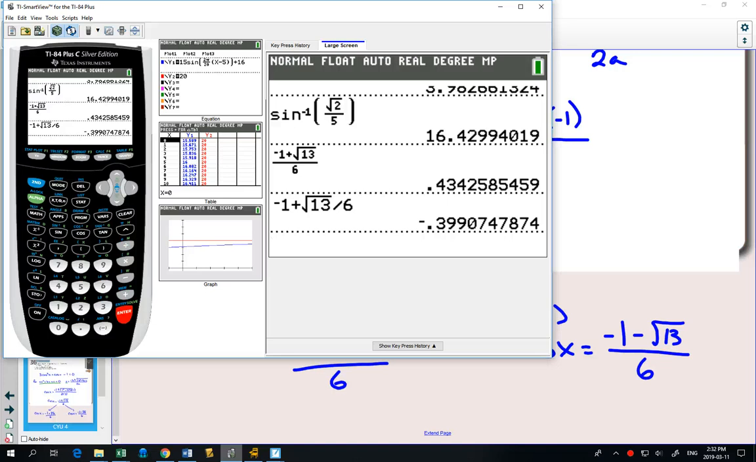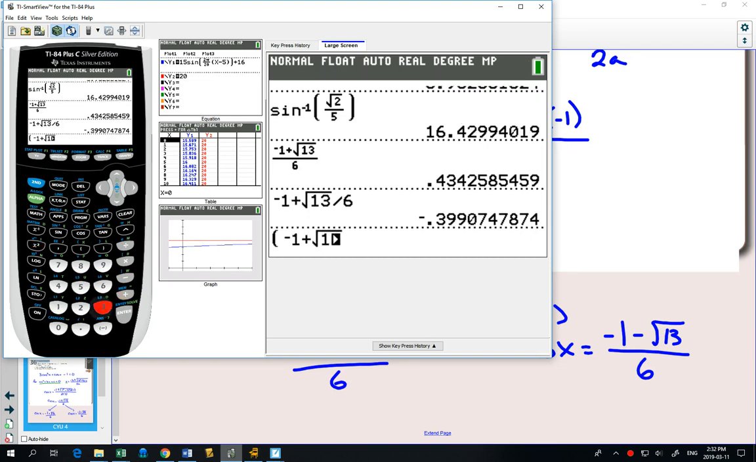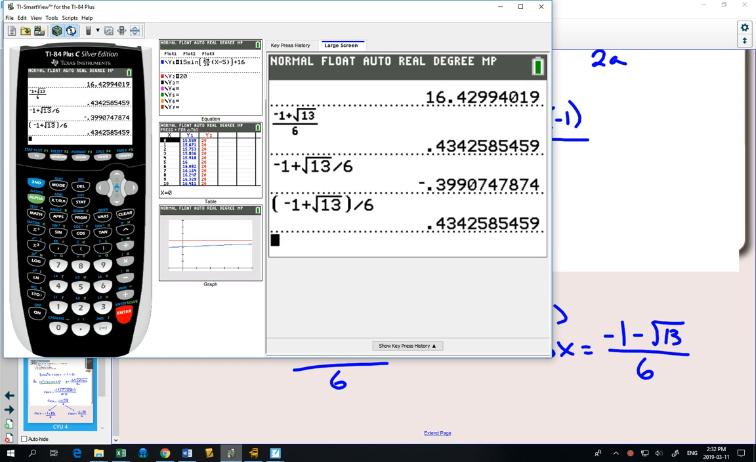It's just the root 13 is the only thing divided by 6, right? You would need to add extra set of brackets on the top. So if your calculator is different, then you might have to use brackets here before I divide by 6 to get the right answer. Anyways, it's 0.434.